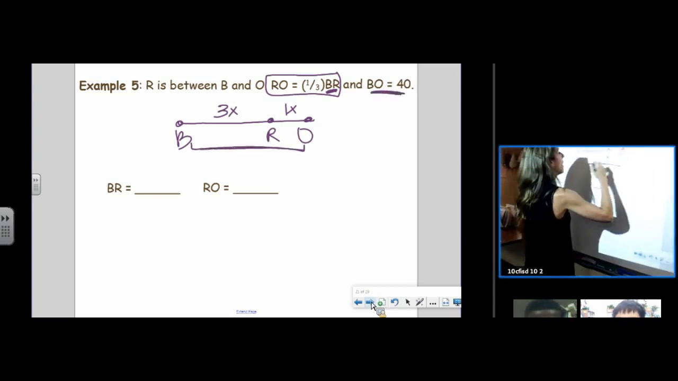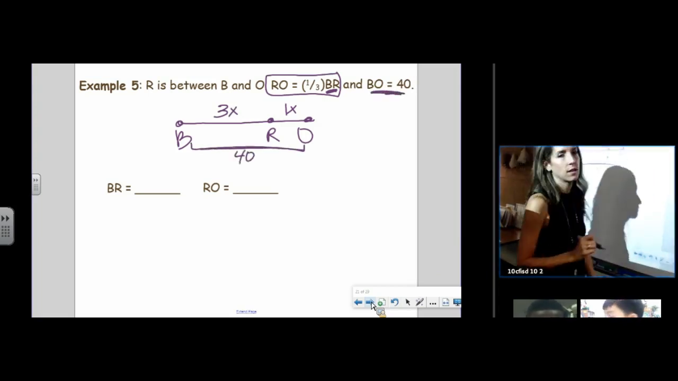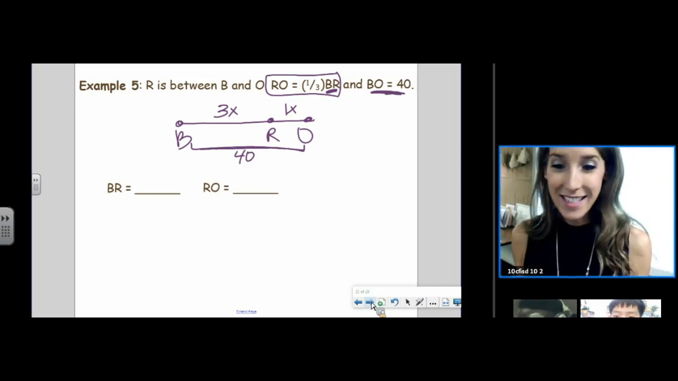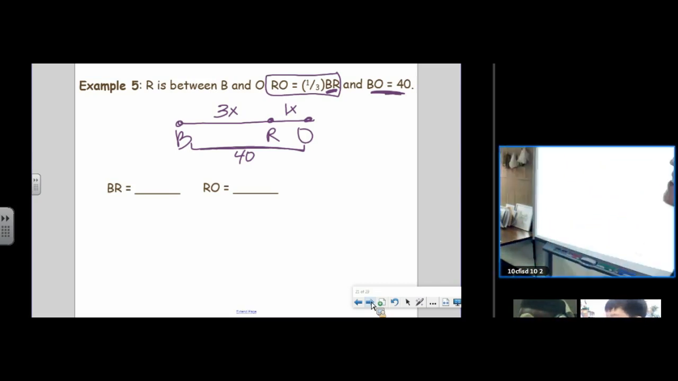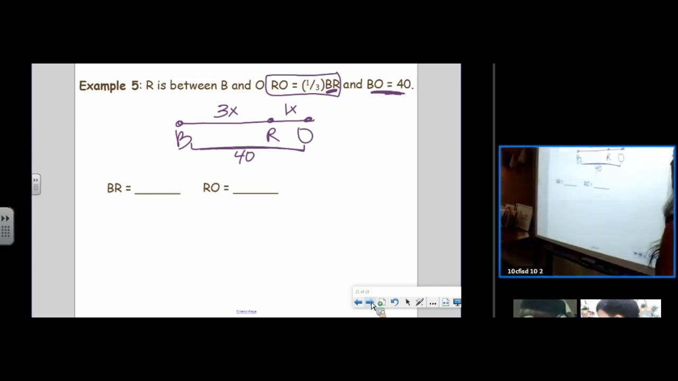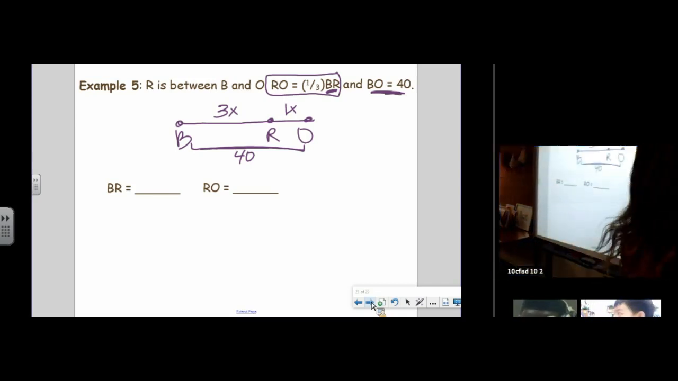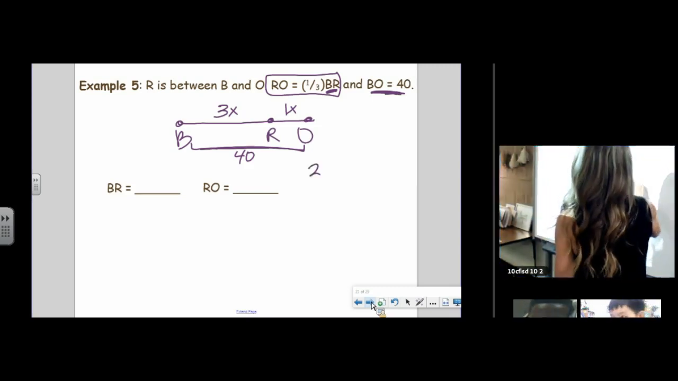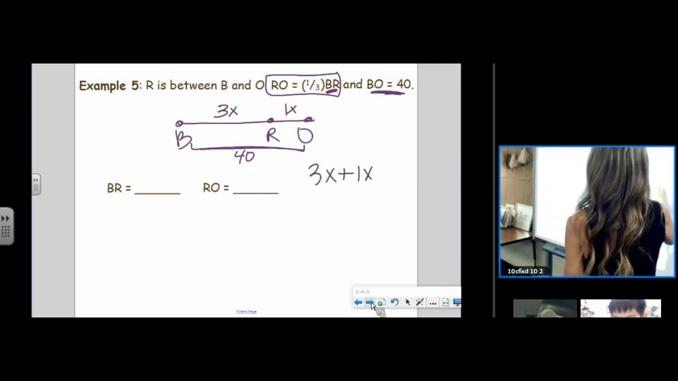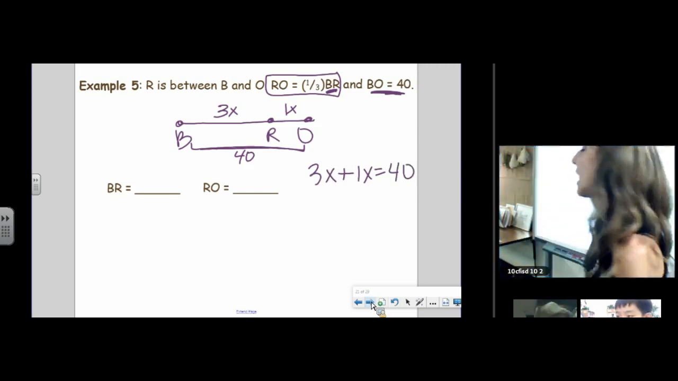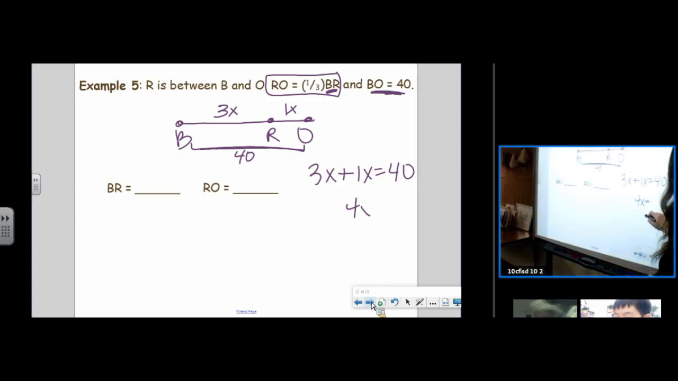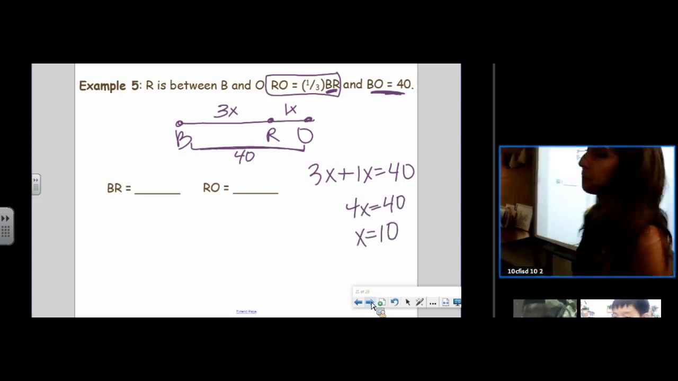BO equals 40. So now we can set up a segment addition statement using the segment addition postulate. BR plus RO equals BO. Part plus part equals whole. I made the numbers pretty so that we wouldn't have to focus on the algebra here. We could focus on the geometry of it.